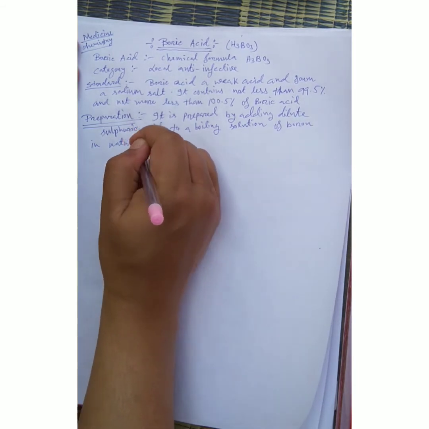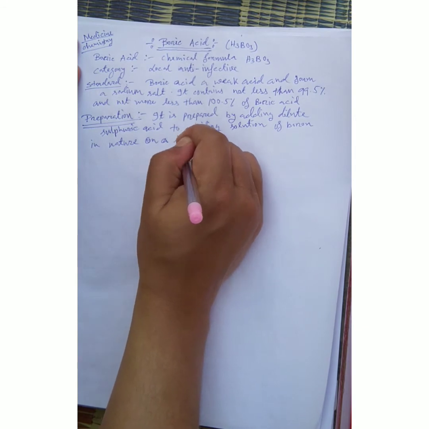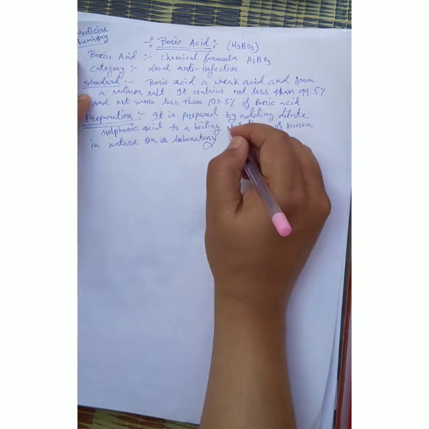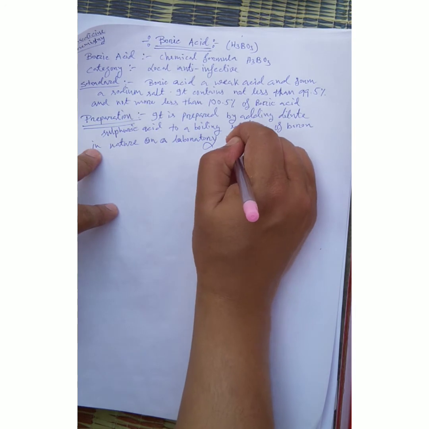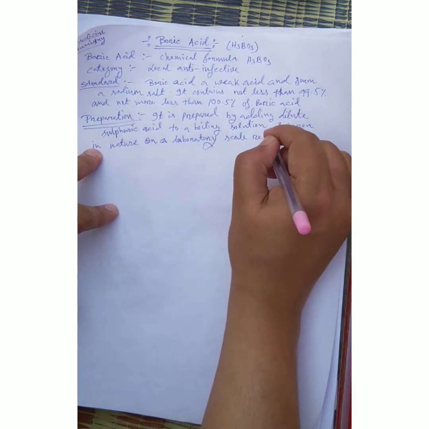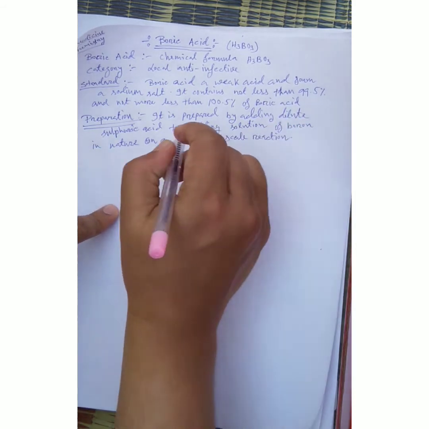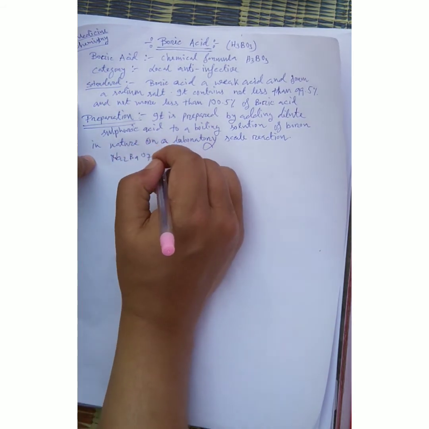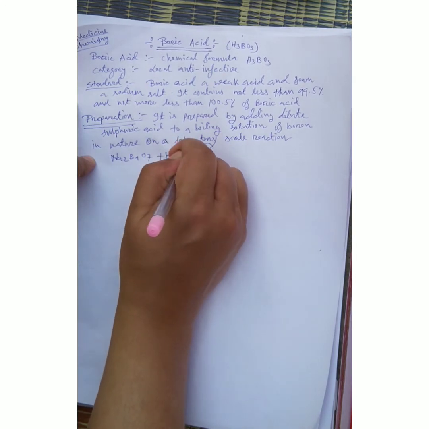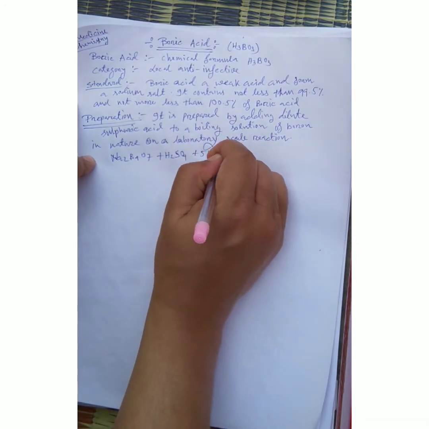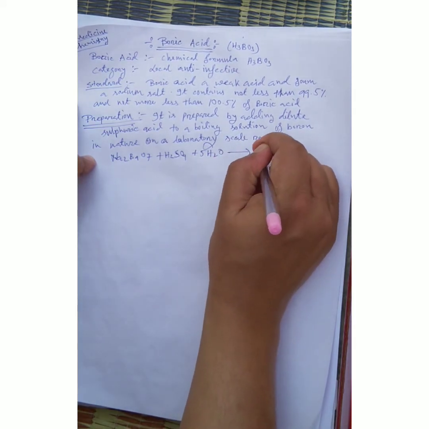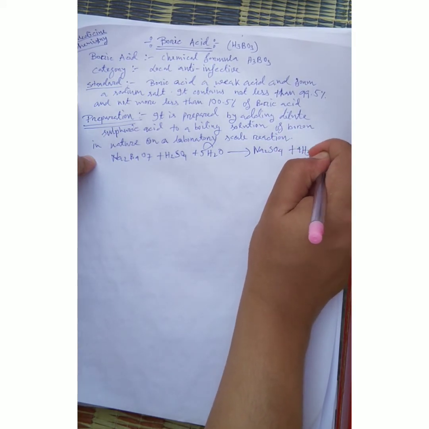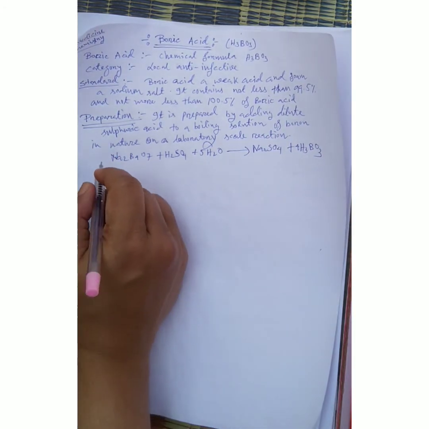On a laboratory scale, the reaction is Na2B4O7 + H2SO4 + 5H2O = Na2SO4 + 4H3BO3.